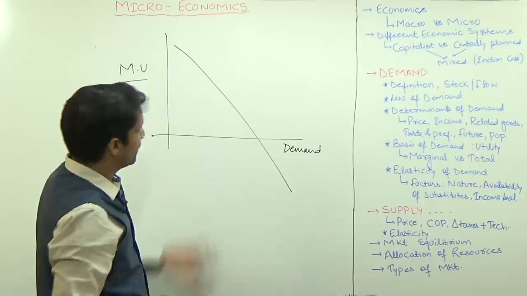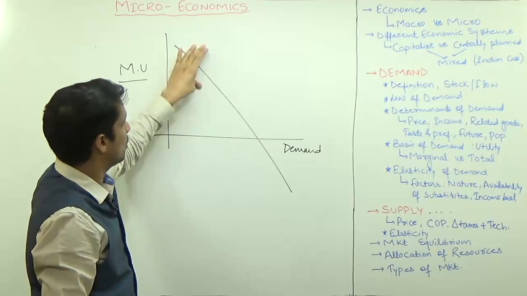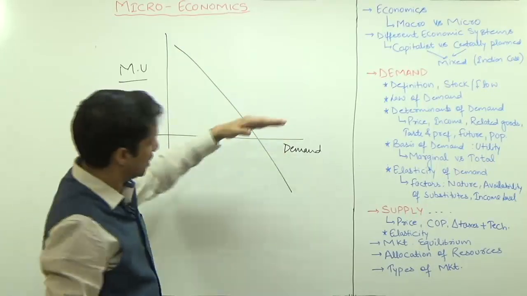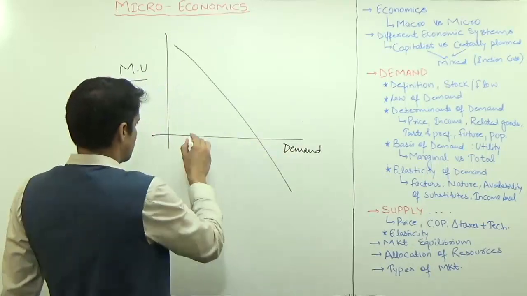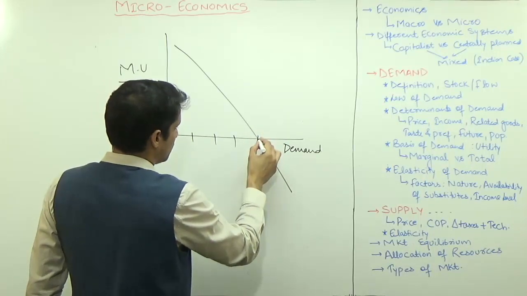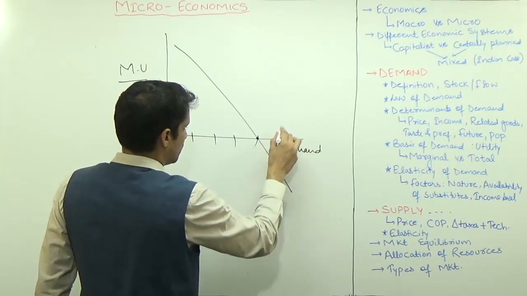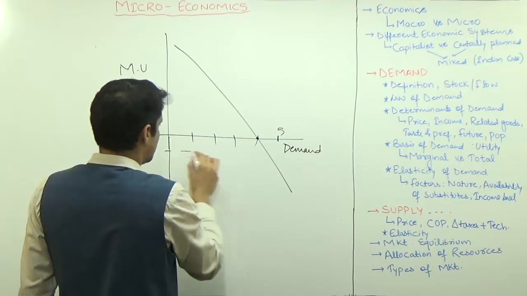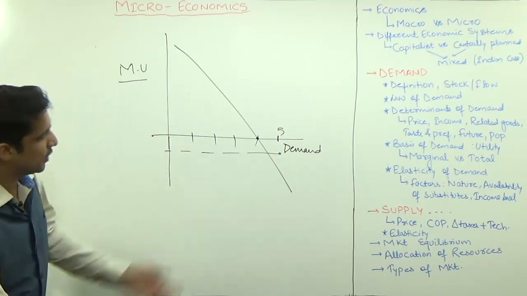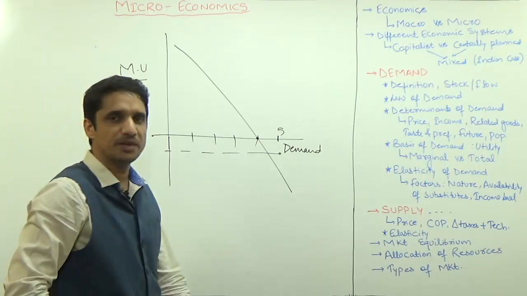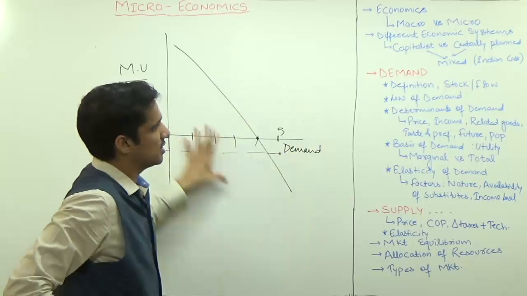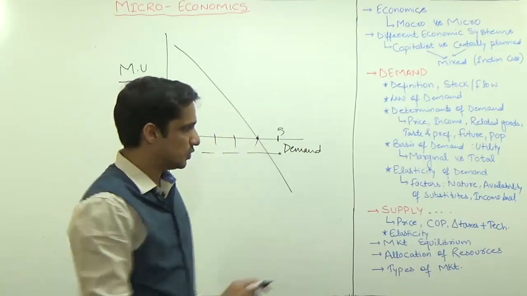So actually the law of demand is derived from this law of diminishing marginal utility, where this is the demand, the number of apples that you are consuming. So maybe first, second, third, fourth. So at the fourth apple your marginal utility was 0. Now on the fifth apple your marginal utility was negative. So even though it is negative, still you are consuming it because of some external pressure. So this is the law of diminishing marginal utility.